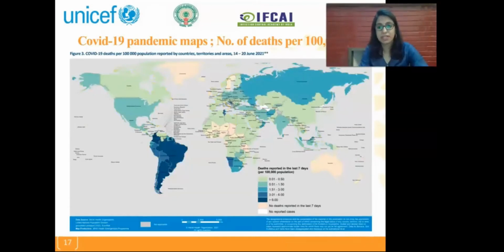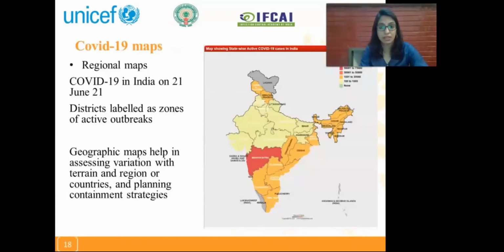This is to show the deaths per 100,000 population in India, as on June 21. I couldn't get the latest map, but as on June 21, we had the maximum number of cases coming from Maharashtra and then southern India.